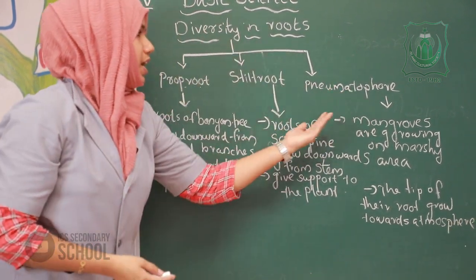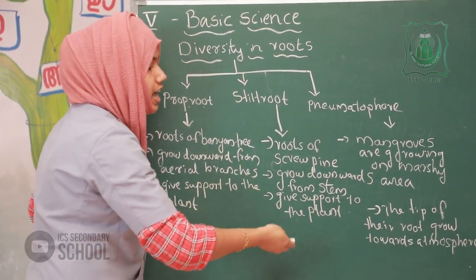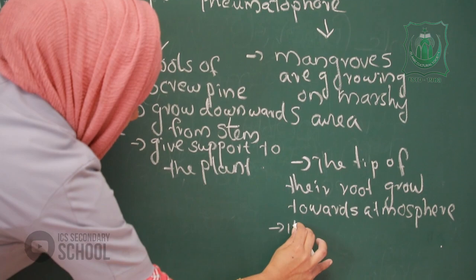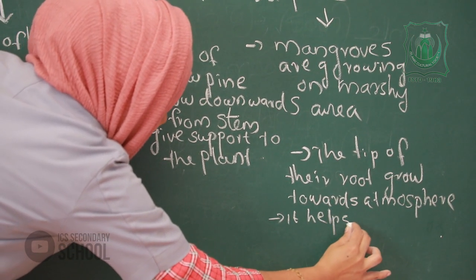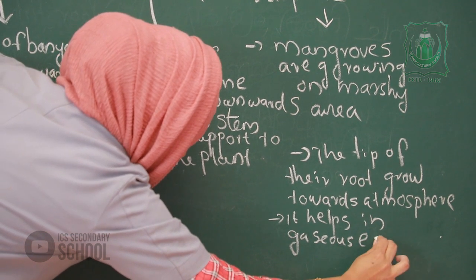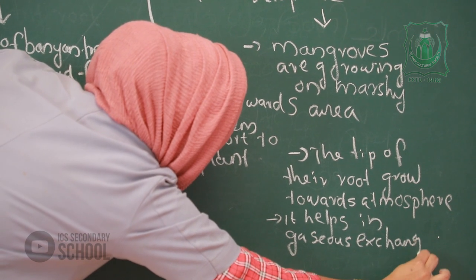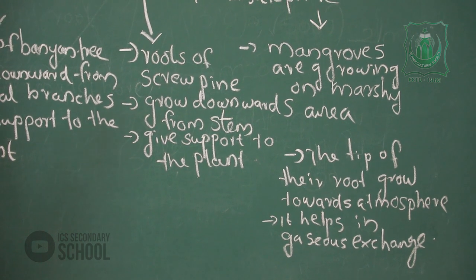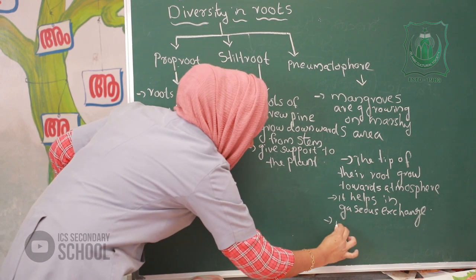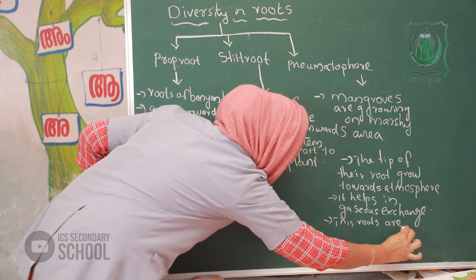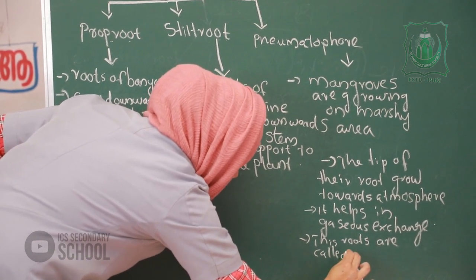First, the mangroves are growing on marshy areas. The tip of their root grows towards the atmosphere. It helps in gaseous exchange. And these roots are called pneumatophore.